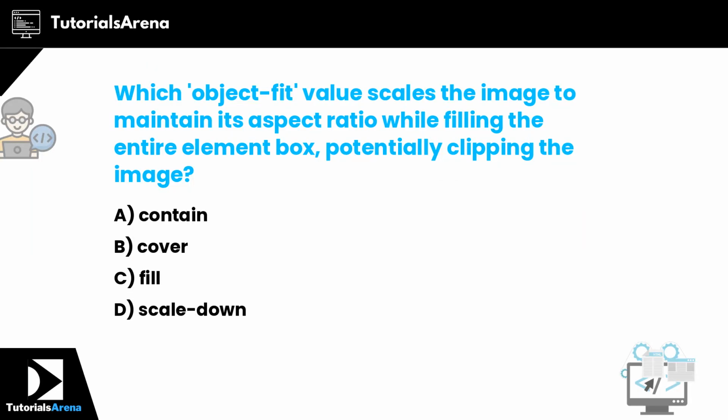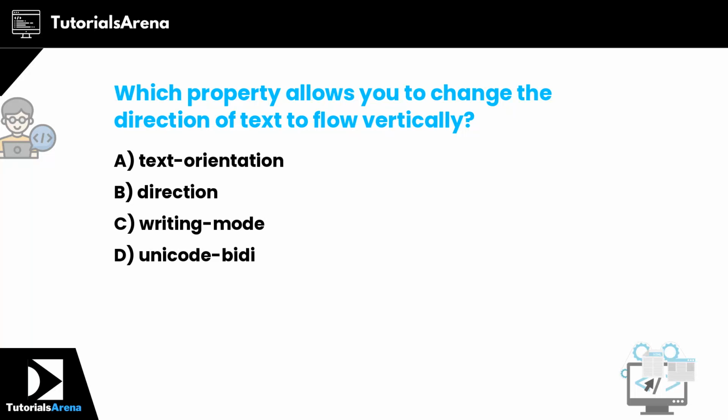Which object-fit value scales the image to maintain its aspect ratio while filling the entire element box, potentially clipping the image? The correct answer is option B, cover. Which property allows you to change the direction of text to flow vertically? The correct answer is option C, writing-mode.